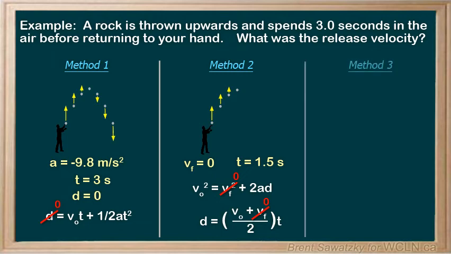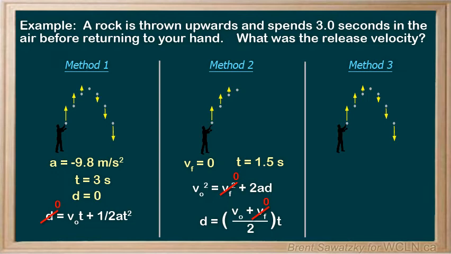Method 3. For this method, we simply recognize the symmetry of this rock's trip. We recognize that if we don't consider friction, which is quite common for a case of a rock thrown up, we know that the rate of change of velocity is the same going up as it is coming down. That is, 9.8 meters per second squared towards the Earth.